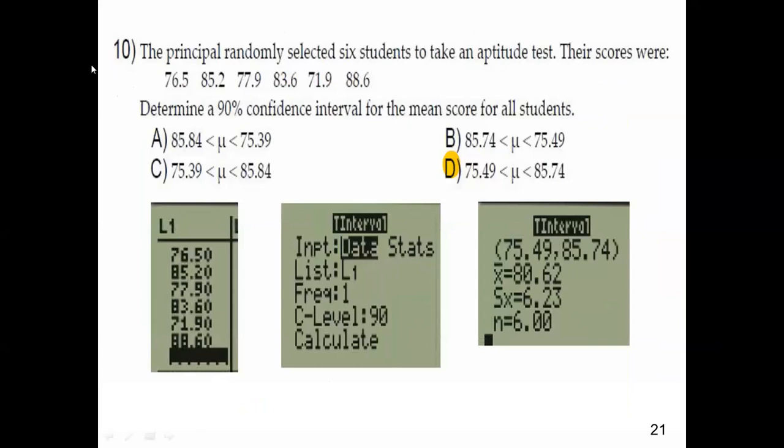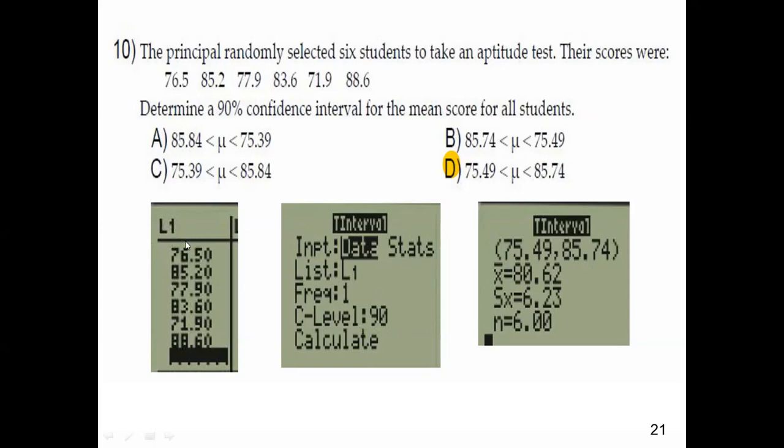All right, same thing here. You're given raw data. So you go to stat, arrow over to test, come down to number 8. Make sure that data is highlighted. I got my numbers in list 1. There it is. Frequency will always be 1. My confidence interval is 90%. There it is, 90. Hit calculate, and it gives the answer. So basically, it just requires 2 inputs.